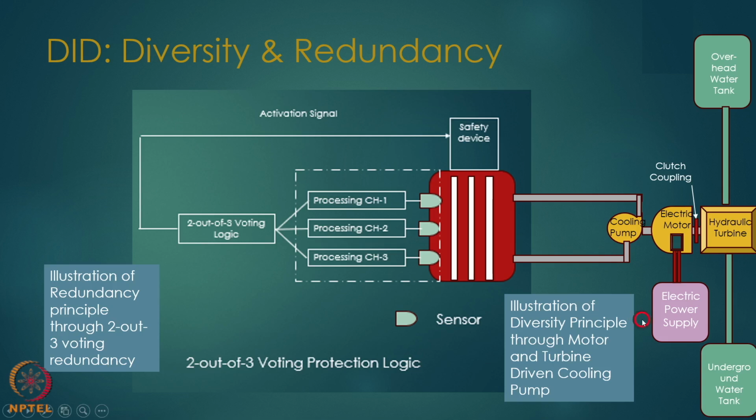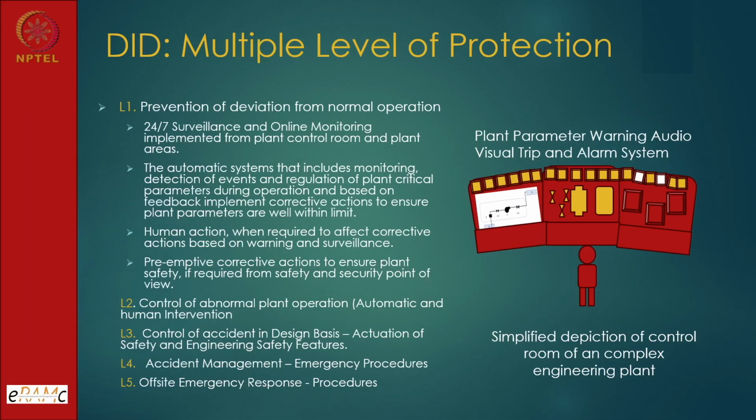Like, if this motor is not available, we can pump out this water, or we can use an alternate reservoir from here to add to the time. So from this slide, we are able to see how redundancy and diversity are implemented in the plant.